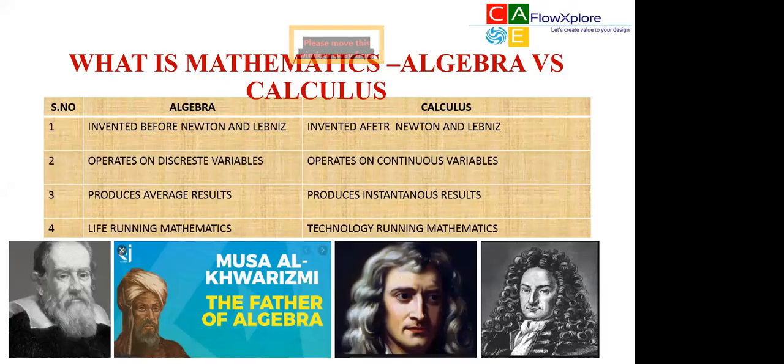Yes. So algebra was invented before Newton and Leibniz. Newton and Leibniz were the initiators. In fact, Leibniz did a lot more research than Newton, but Newton put things into practical application. So algebra operates on discrete variables. Calculus operates on continuous variables. Algebra produces average results, but calculus produces instantaneous results.